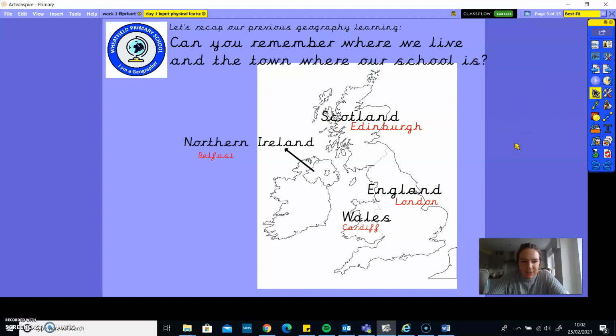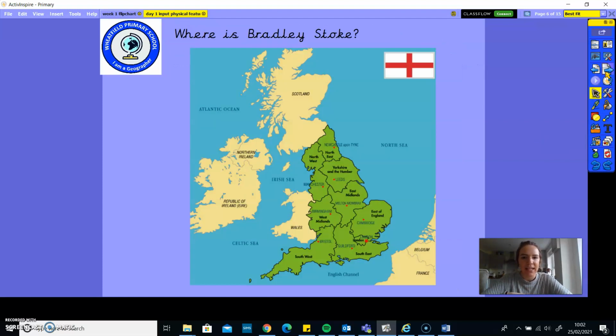Okay, this one, I did give you a clue at the start. Can you remember where we live and the town where our school is? So most of you will live in this town. Some of you might live in a slightly different town. But everybody's school is in this town. Can you remember what our town is called? It is Bradley Stoke. So our town is Bradley Stoke.